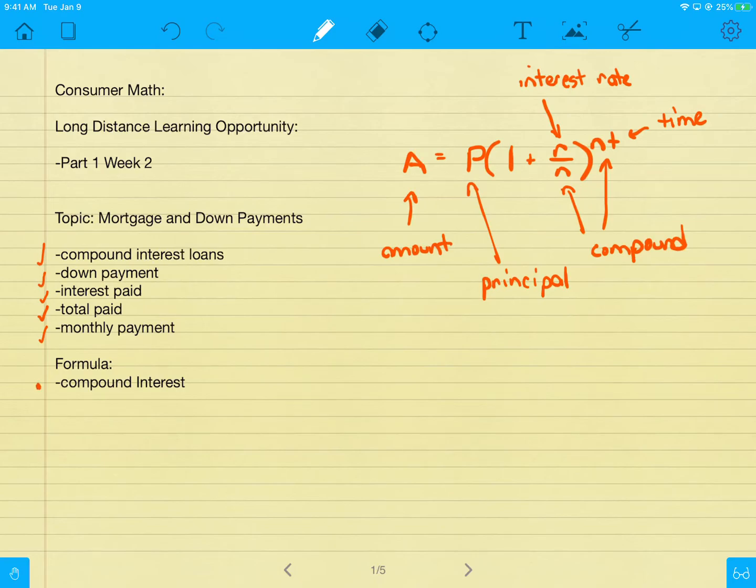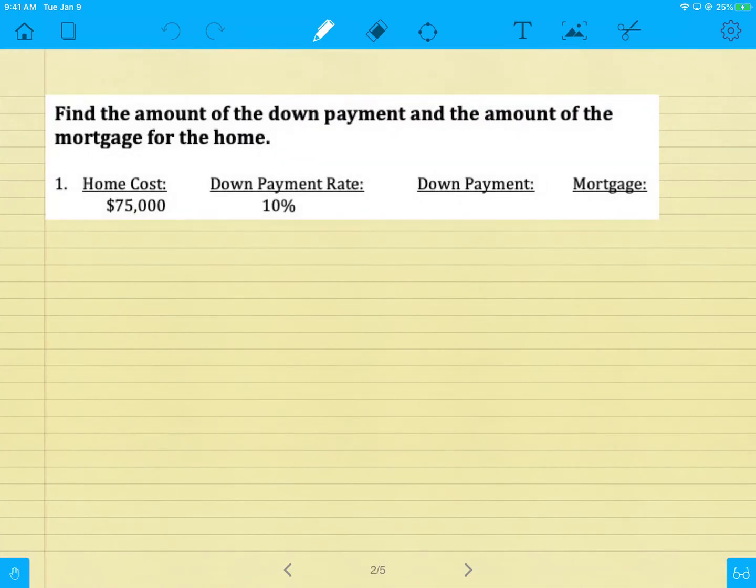I got about 4 problems picked out here. The Google form, I think I have maybe 6 on there. I think there's about 6 problems. I'll have to go back and look. But anyway, let's jump right in. Just like your Google form, the first one's going to be calculating the down payment for this home.